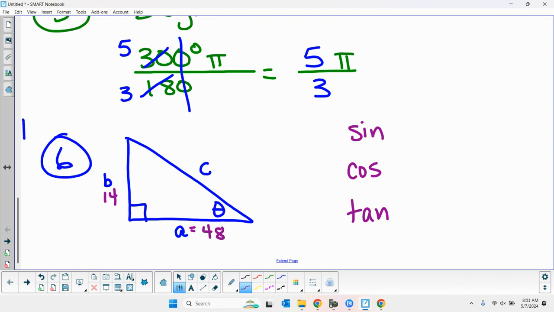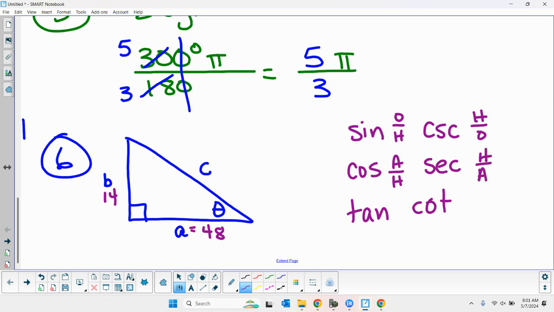Nope, sine goes with cosecant. Secant goes with cosine, and cotangent goes with tangent. Okay? Remember, sine is opposite over hypotenuse, so cosecant would be hypotenuse over opposite. Cosine is adjacent over hypotenuse, so secant would be hypotenuse over adjacent. And tangent is opposite over adjacent, so cotangent is adjacent over opposite. You know they're reciprocals, right? So I'm doing hypotenuse over opposite. So I do need the hypotenuse.